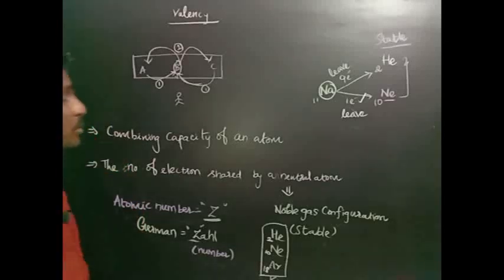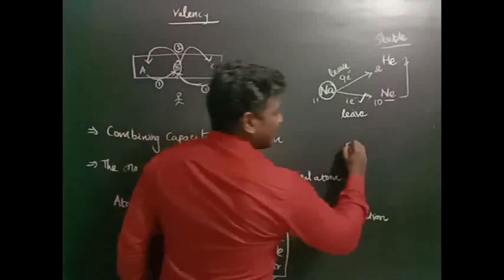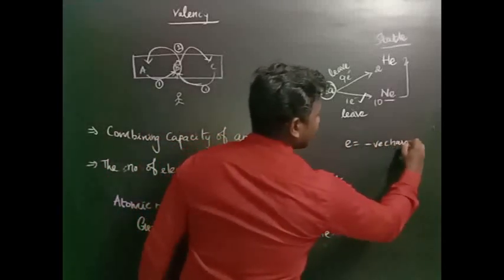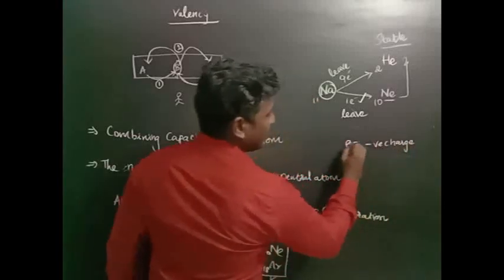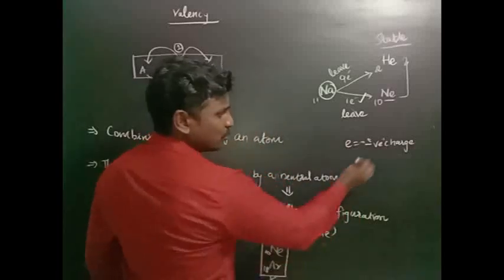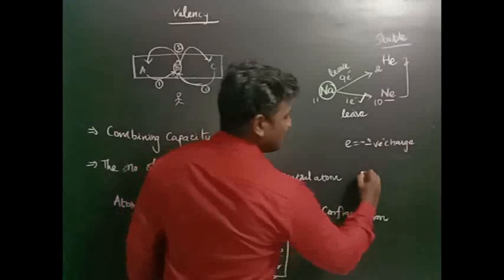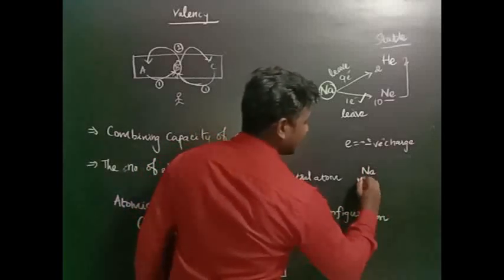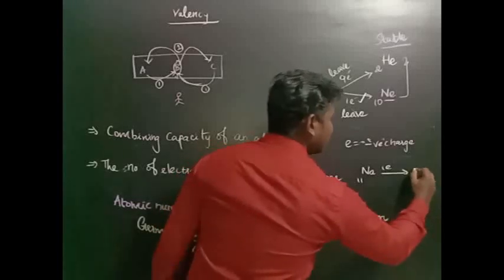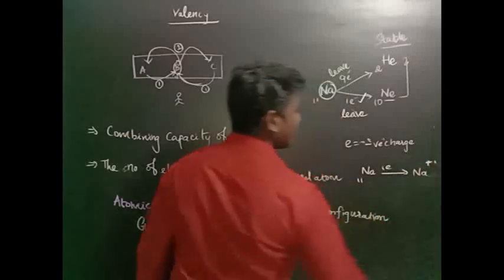So while you are leaving 1 electron, what is the charge of an electron? An electron has a negative charge, right? So while I am giving out the negative charge, what will happen to the sodium? The sodium atomic number is 11. After leaving 1 electron, it is going to get a plus charge, plus 1.